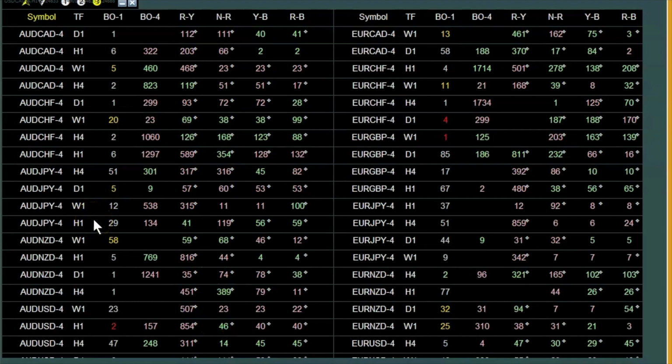I was looking at the scanner on August 1st earlier this evening, and I noticed that the Aussie New Zealand on the 1 hour, the daily, and the 4 hour had all ones for the breakout one trade. So I took a look at the Aussie New Zealand on the 4 hour time frame, and I'll show you what I saw.